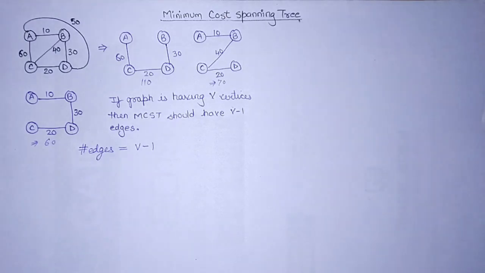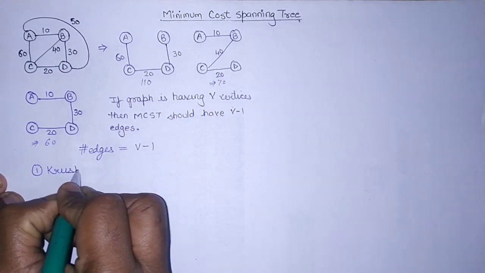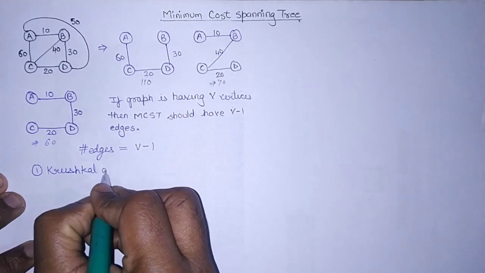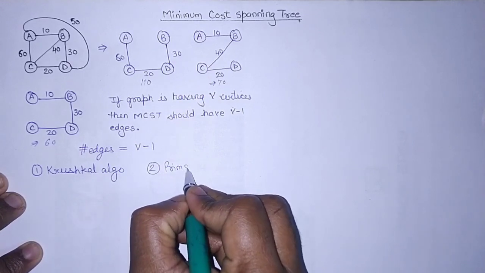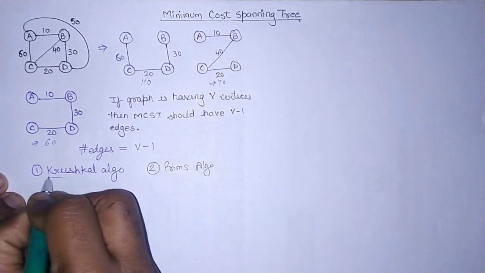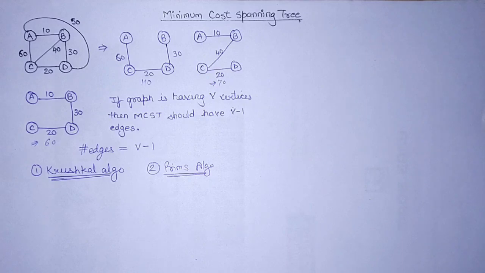So what are those greedy methods? The first greedy method is Kruskal's algorithm, and the second one is Prim's algorithm. These are the two greedy approaches to find the minimum cost spanning tree, because doing it randomly will take a lot of time, but if you follow these two algorithms, we will find it more efficiently. Now let's start with Kruskal's algorithm.